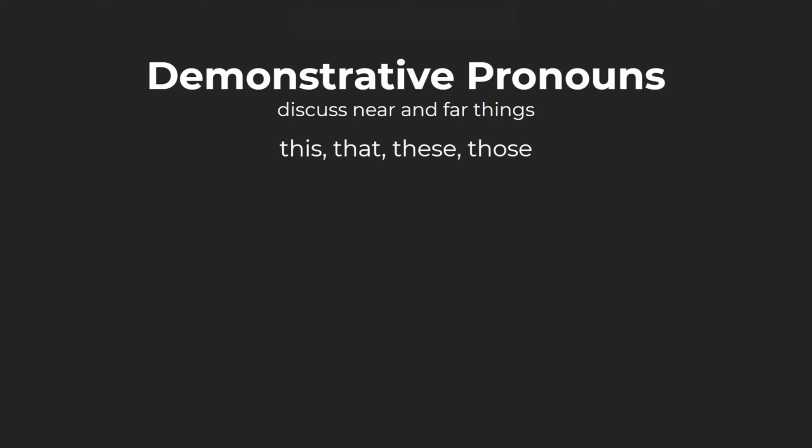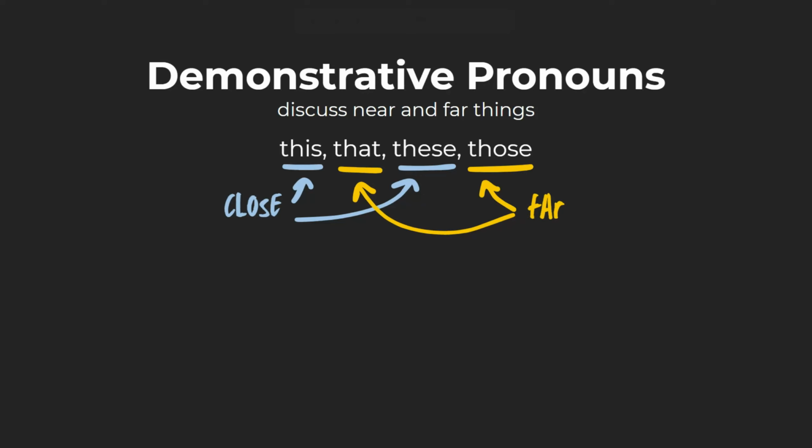Moving on, we have the 4 demonstrative pronouns. These pronouns are used to discuss specific things that are near or far from you, when the subject is already clear or has been mentioned. The good news is that there are only 4. This, that, these, and those. This and these refer to things that are close to us, while that and those are used for things far from us. This and that are singular, while these and those are plural.